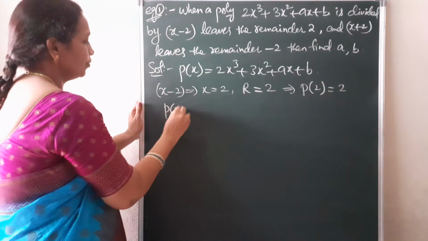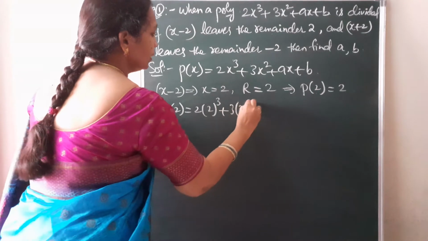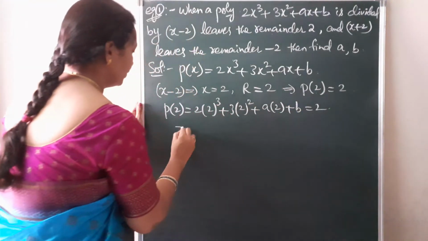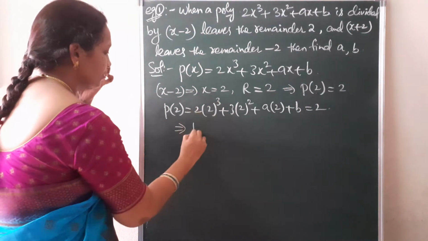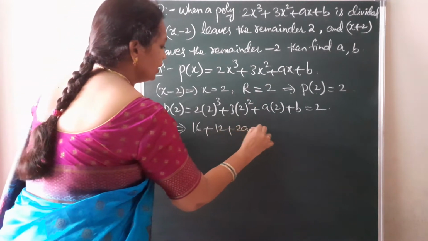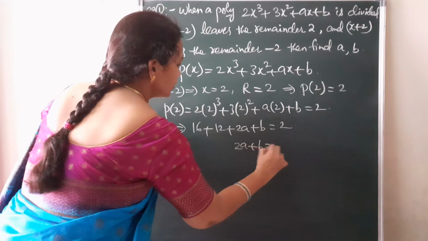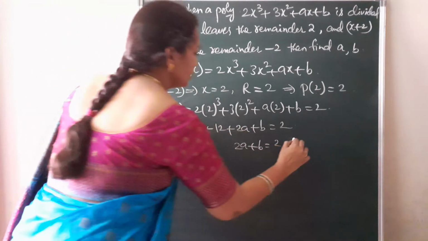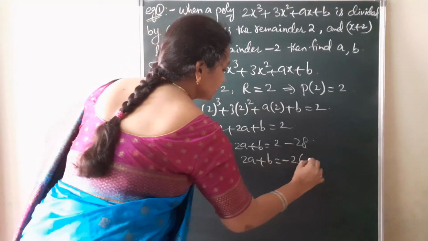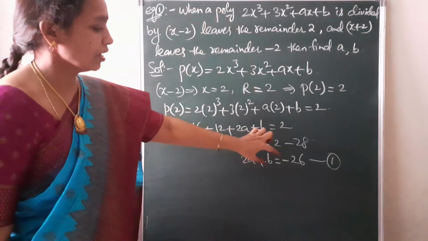So what does p of 2 become? 2 into 2 cube plus 3 into 2 square plus a into 2 plus b is equal to 2. That implies 2 cube is 8, 8 twos are 16, plus 2 square is 4, 3 fours are 12, plus 2a plus b is equal to 2. Then 2a plus b is equal to 2 minus 28, which is 2a plus b is equal to minus 26. This is the first equation, according to the first condition.